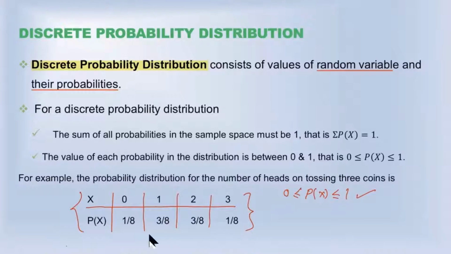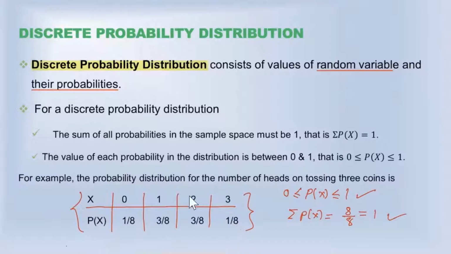And the second condition is, if you add all these probabilities, it should be exactly 1. So if you add all probabilities, sum of P of X is equal to 1/8 plus 3/8 plus 3/8 plus 1/8. If you add all these, you have a common denominator of 8. And if you add the numerators, 1 plus 3, 4, plus 3, 7, plus 1, 8. So it becomes 8 over 8, which is equal to 1. So the second condition is also true.